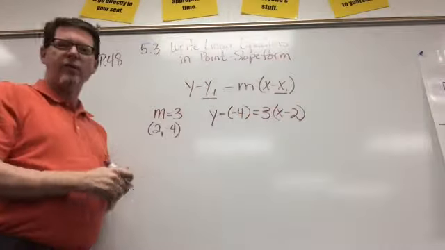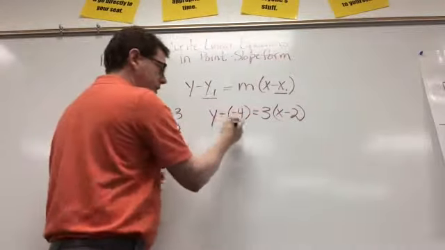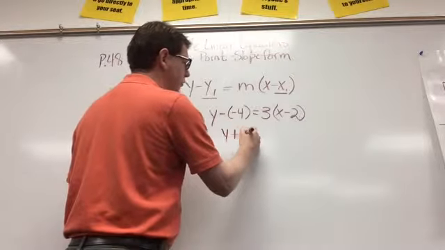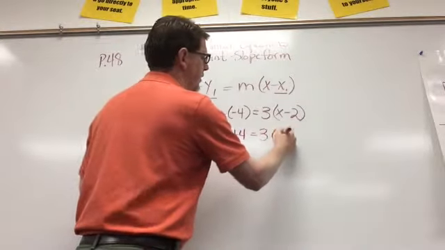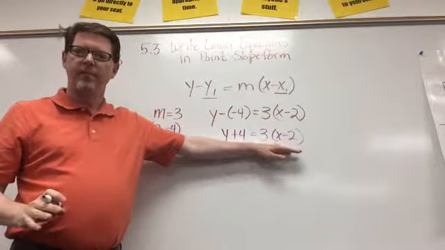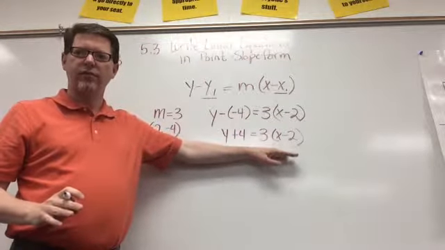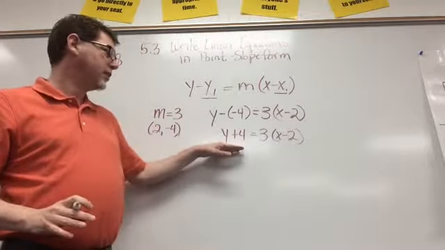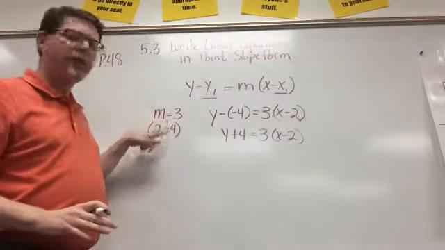And there I go. I'm going to just simplify this part really quickly. That's going to be y plus 4 equals 3 times the quantity of x minus 2. I don't need to go any farther in this because this makes it point-slope form. So that's the equation of the line in point-slope form that has a slope of 3 and passes through 2, negative 4.